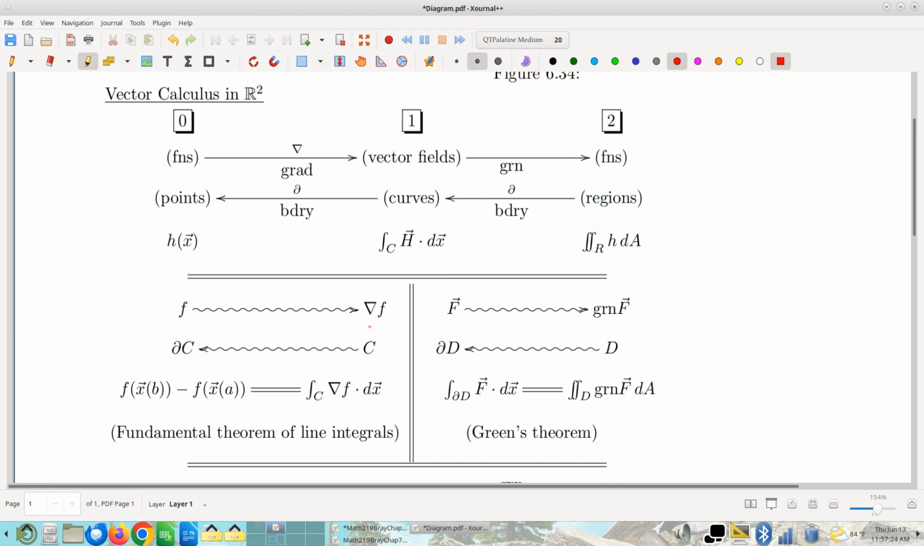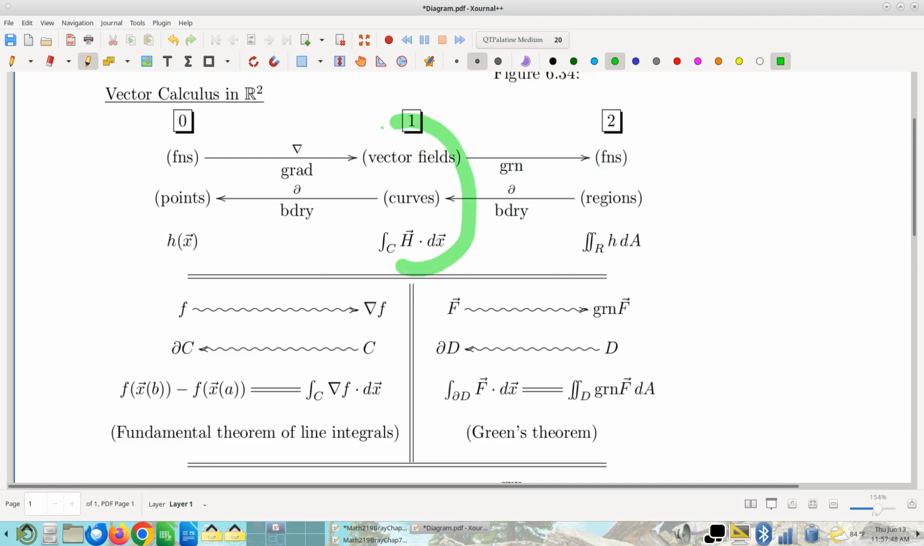All that said, let's think about what Green's theorem says. Remember, we talked about Green's theorem last time. And that says that if you have a region and you look at its boundary curve, if you have a vector field and you compute the curl, then, well, let's see here.